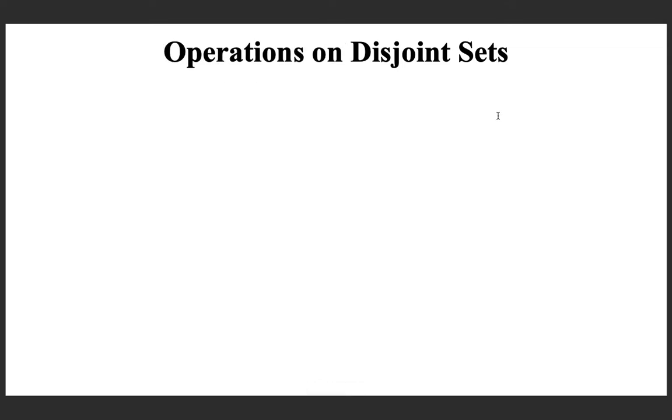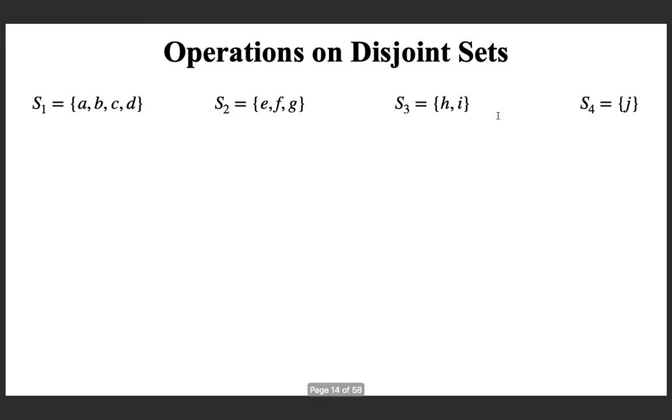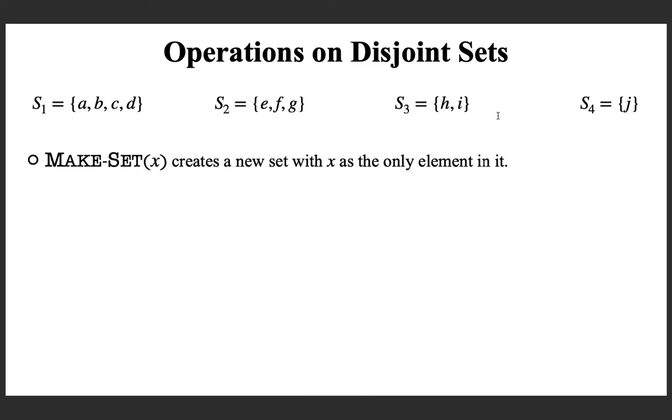Now let us see some operations on this data structure, disjoint sets. We can try to understand the operations with this example graph and the corresponding disjoint sets representation of connected components. The first operation is make set. It takes an argument x, which is an element, and creates a new set with x as the only element in it. So make set x returns a new set with only x as its element.